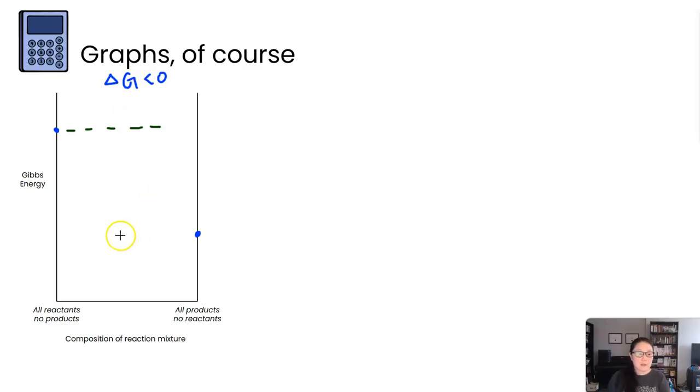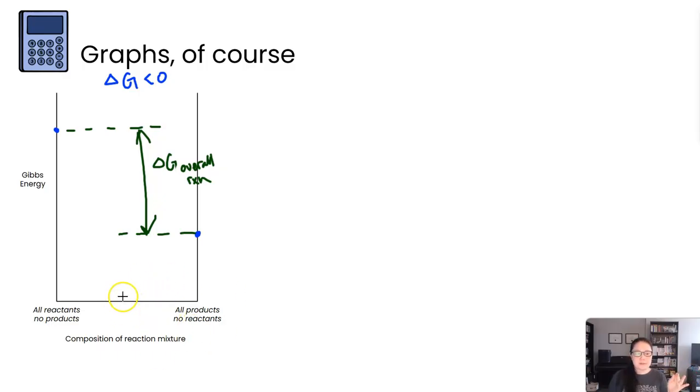And so the delta G is going to be this difference. This is the delta G of the reaction. Now we know that if we have a negative delta G, it is spontaneous in the forward direction, which means that this system will reach equilibrium somewhere along here.